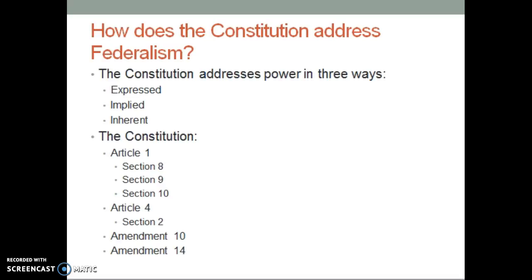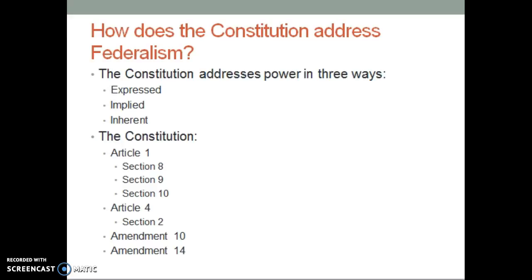So, as far as the Constitution is concerned, you've got Articles 1 and 4. Article 1 is where the federal government is given a lot of its power. Article 1, Section 8 grants powers to the federal government. Section 9 denies powers, and Section 10 talks about the states a little bit. Then Article 4, Section 2 goes into more detail about the states. The 10th Amendment gives states quite a bit of power. Any powers not given to the federal government are reserved for the states, is more or less what it says.